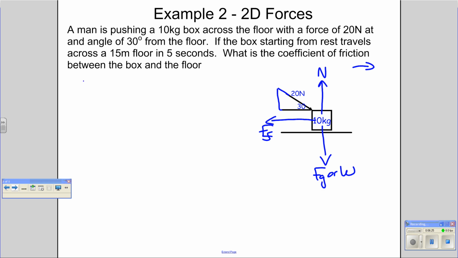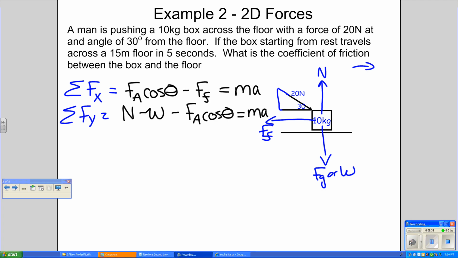Now we sum our forces in the x direction and sum our forces in the y direction. Alright, so in the x direction we have Fa, force applied, times cosine theta, the x component, minus force of friction, that's in the opposite direction, equals your mass times your acceleration. Now in the y direction we have normal in the positive direction, and then we have weight and the force applied in the negative direction. Okay, equals mass times acceleration.